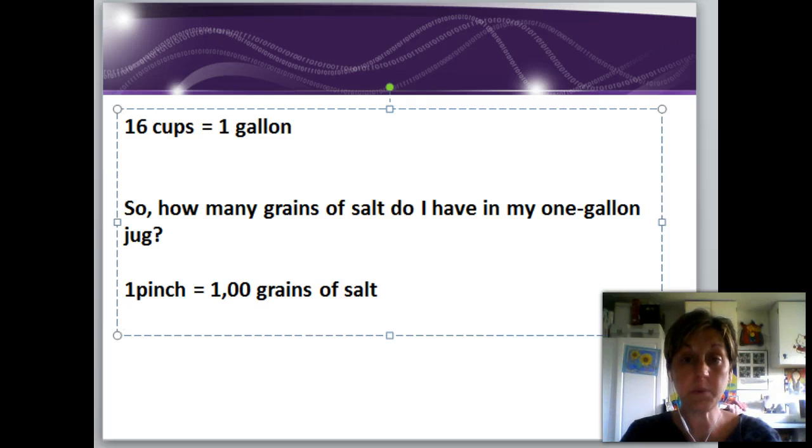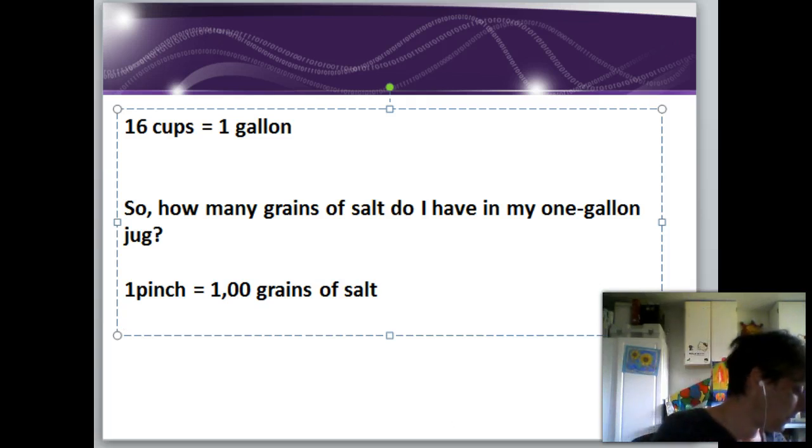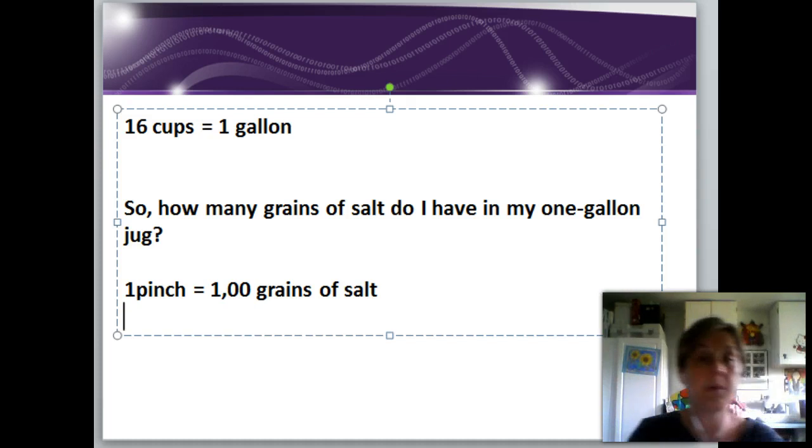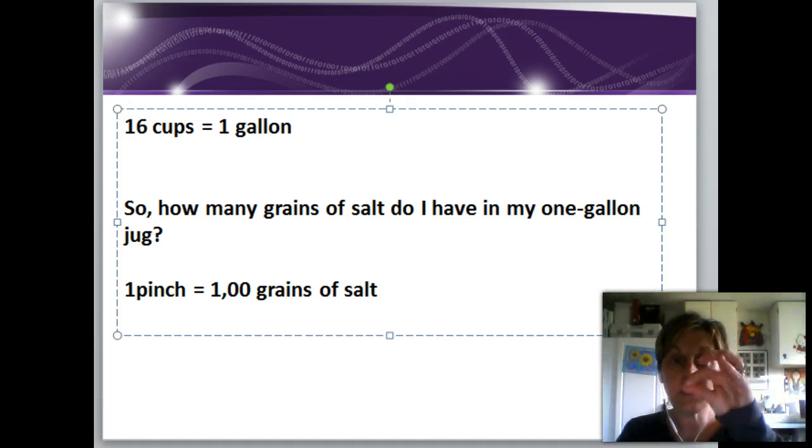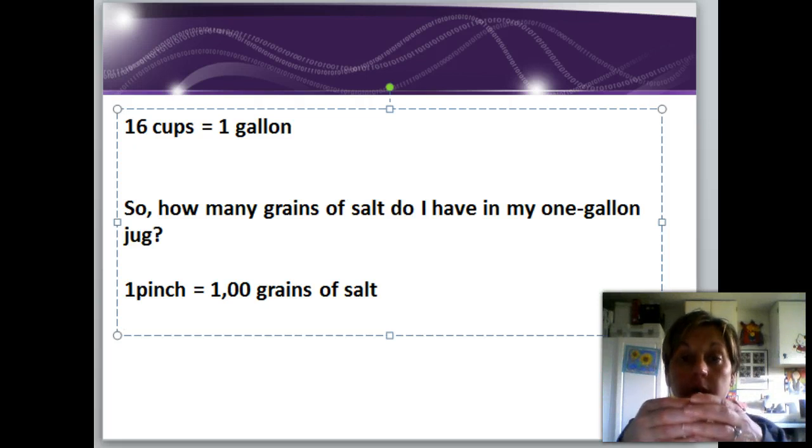And a cup is a pretty large container, all things considered, okay? So if I then wanted to estimate how many grains of salt are in a cup, I want you to think about that little itty bitty pinch, and how many of those pinches I'd have to put into a 1 cup container.